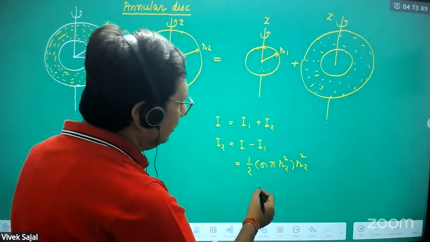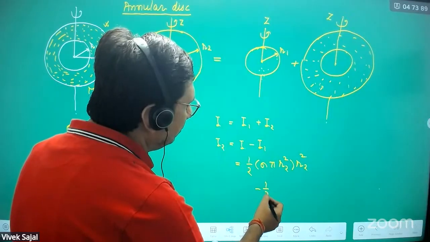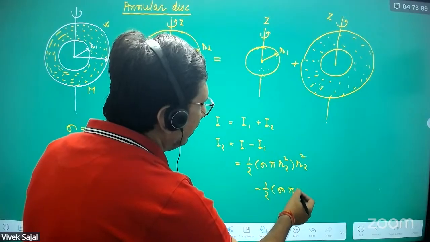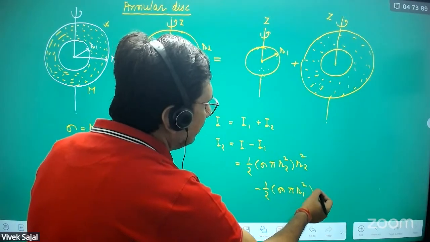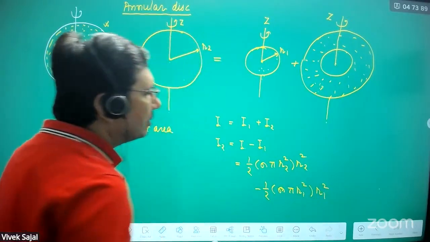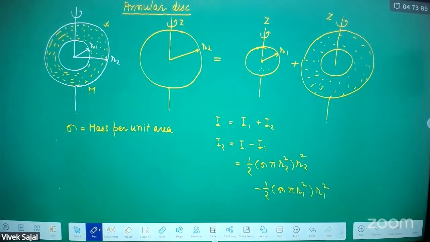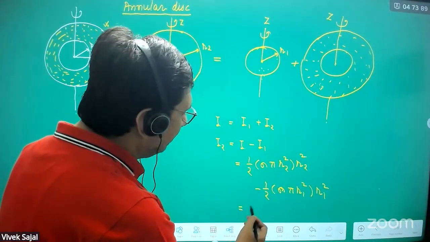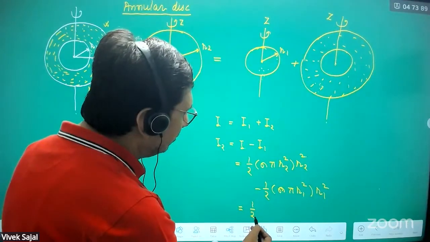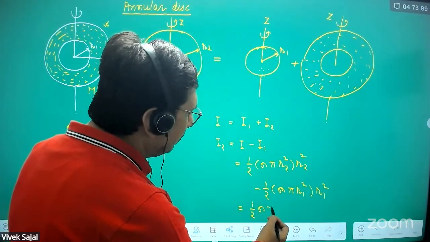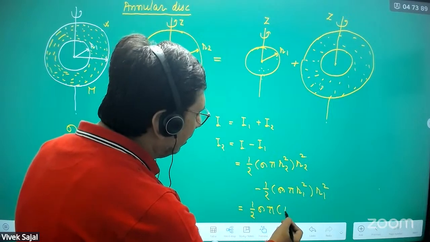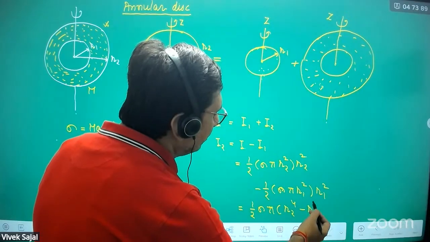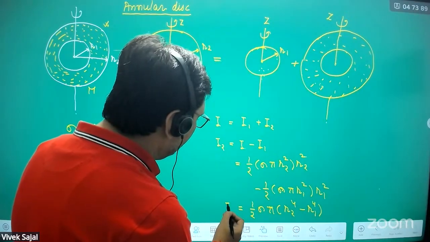I1 इसके लिए है बेटा. ये कितना होगा? माइनस 1/2 sigma. Sigma that will be pi r1 square. And that will be r1 square. So I have just applied the formula I equal to 1/2 mr square in both cases. So what will be common here? 1/2 is common. This sigma is common. Pi is common. R2 to the power 4 minus R1 to the power 4. ठीक है ना? This should be I2.